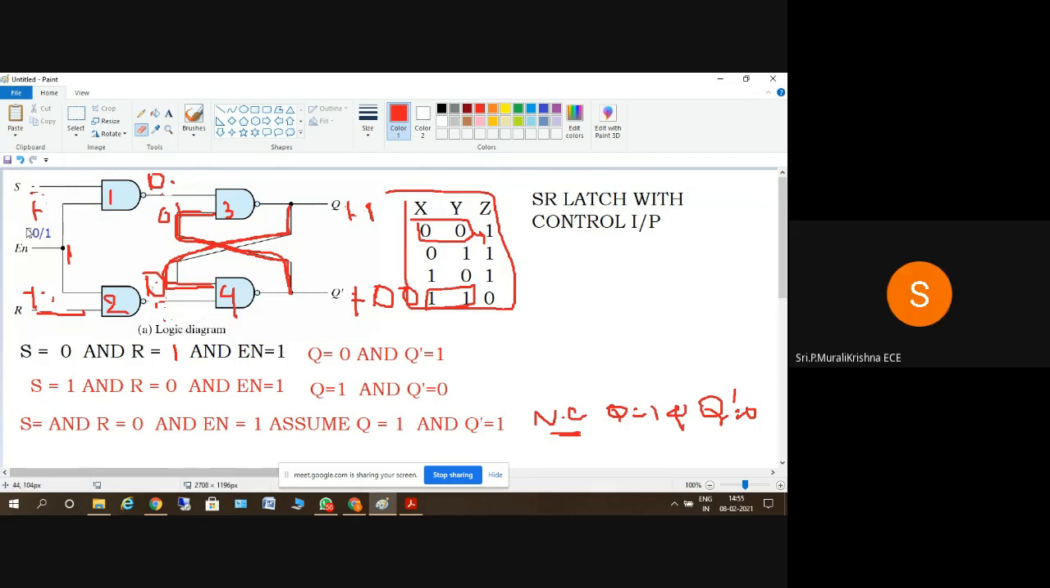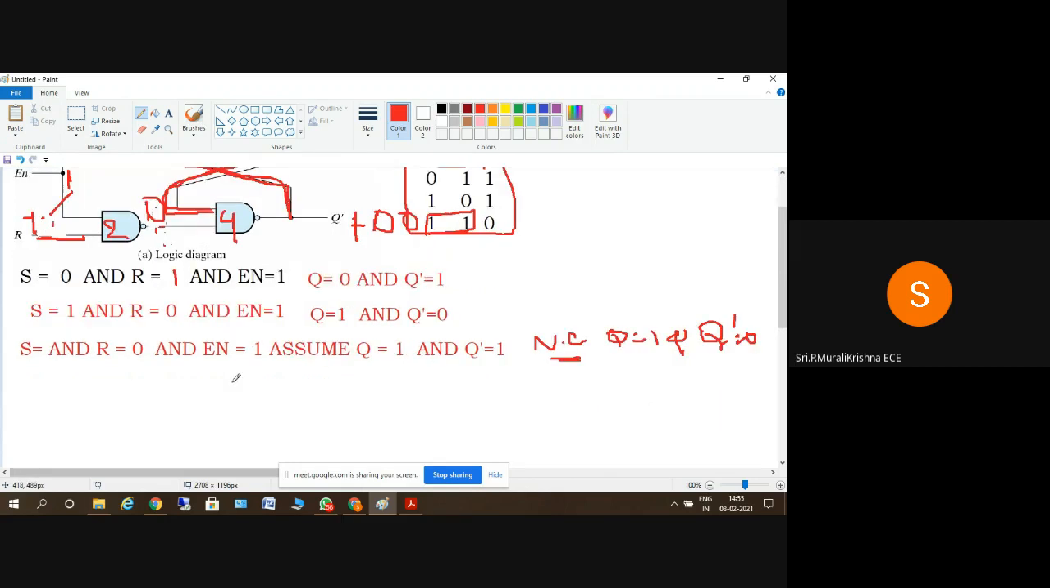Okay. So this is 1 and this is 1 and enable is equal to 1. So when 1 1 is 0, that is the output of the first NAND gate, and here also 1 1, so 0 is the output of NAND gate 2. So when one of the inputs of a NAND gate is 0, both the outputs will be equal to 1. So Q and Q bar will be equal to 1, which is practically not possible. So hence this is a forbidden state.